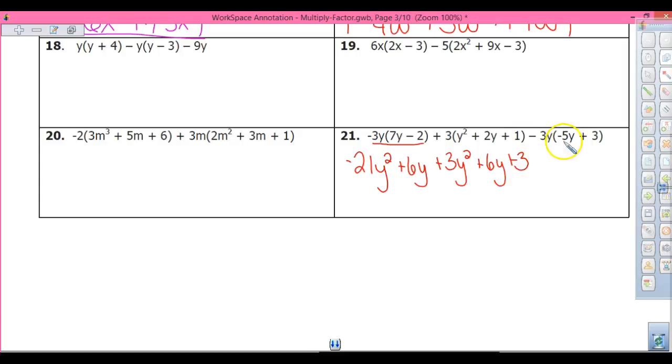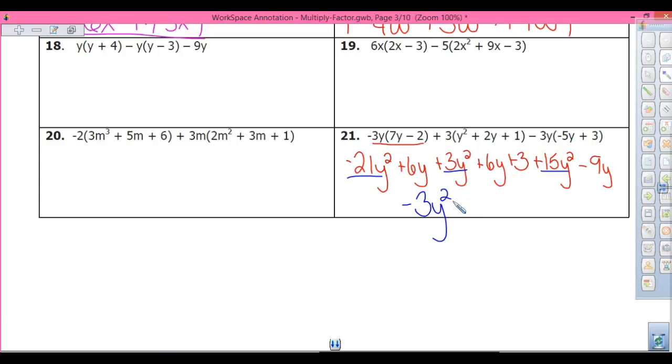Oh yeah, we've got a minus and a minus. So that becomes plus 15y squared. Ooh, minus 9y. Holy buckets, we got lots going on there. All right, so we can combine all of our y squareds. So we've got negative 21 plus 3 plus 15 gives us negative 3y squared.